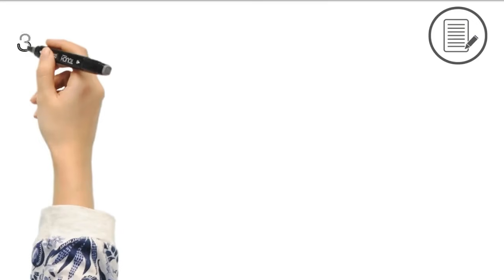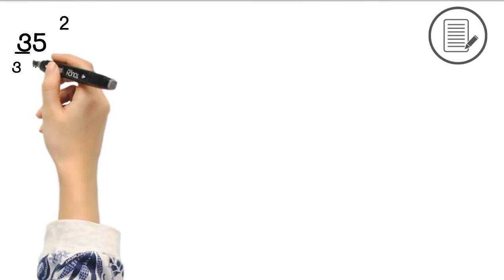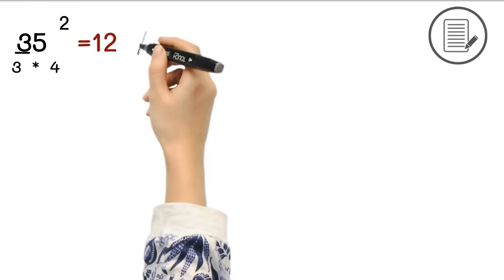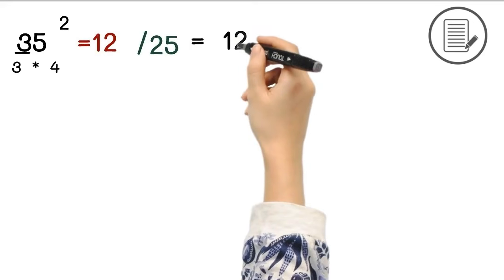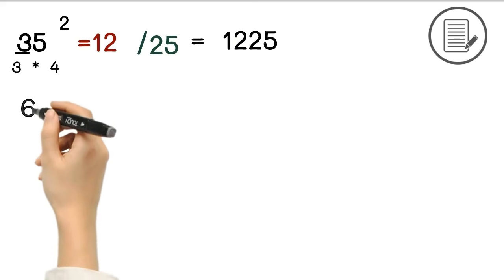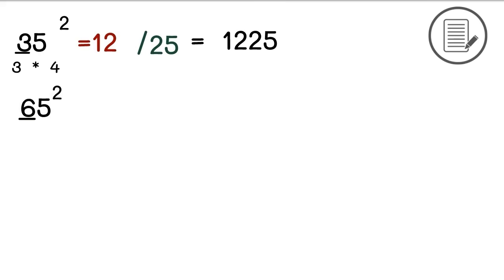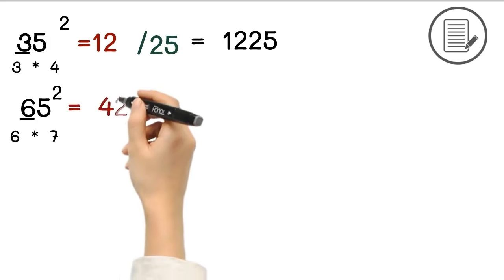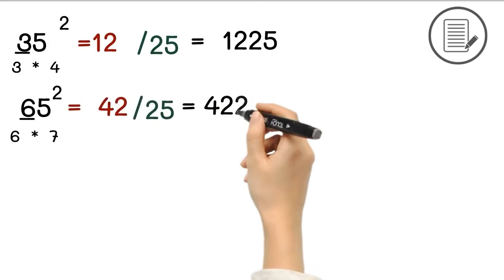Let's solve some more examples on it. Square of 35. Here the tens place digit is 3 and the next number is 4. So 3 multiplied by 4 equals 12, which is our first part, and 25 is the second part. That's why the answer will be 1225. Square of 65. Tens place digit is 6 and the next number is 7. 6 sevens are 42 and the next part is 25. So our answer will be 4225.